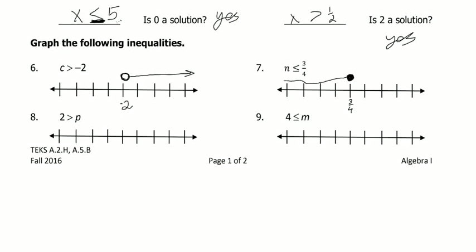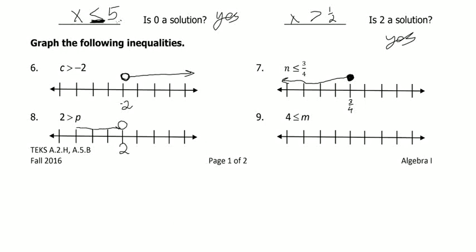Alright. Number 8. We're going to start this thing at 2. We're going to leave an open dot above it. And 2 is bigger than P is what that's saying. Another way of saying that is P is smaller than 2. So we're going to go off to the left with this, like that.